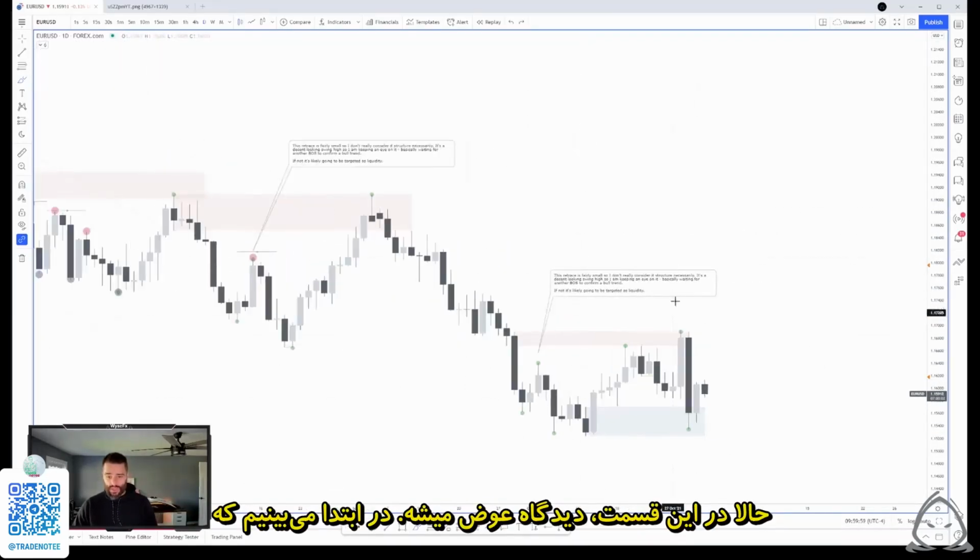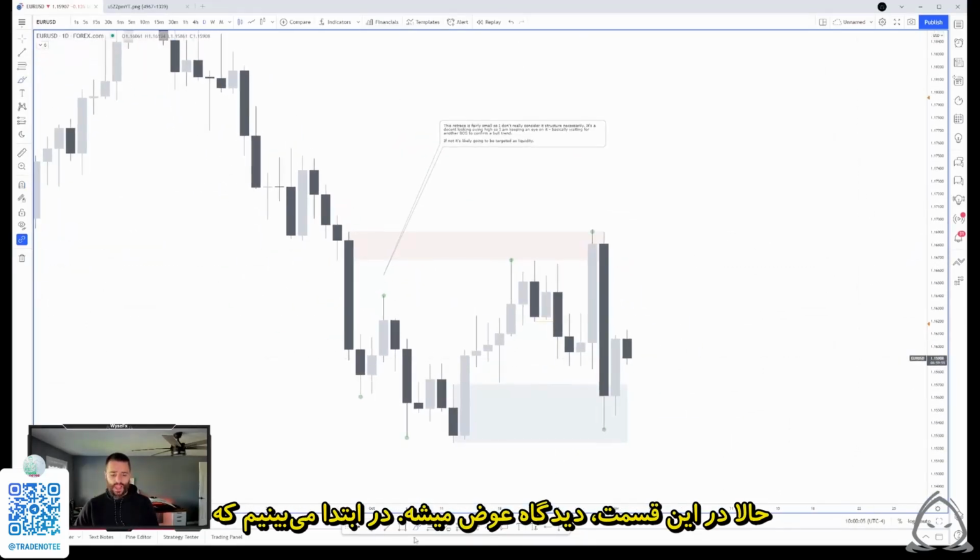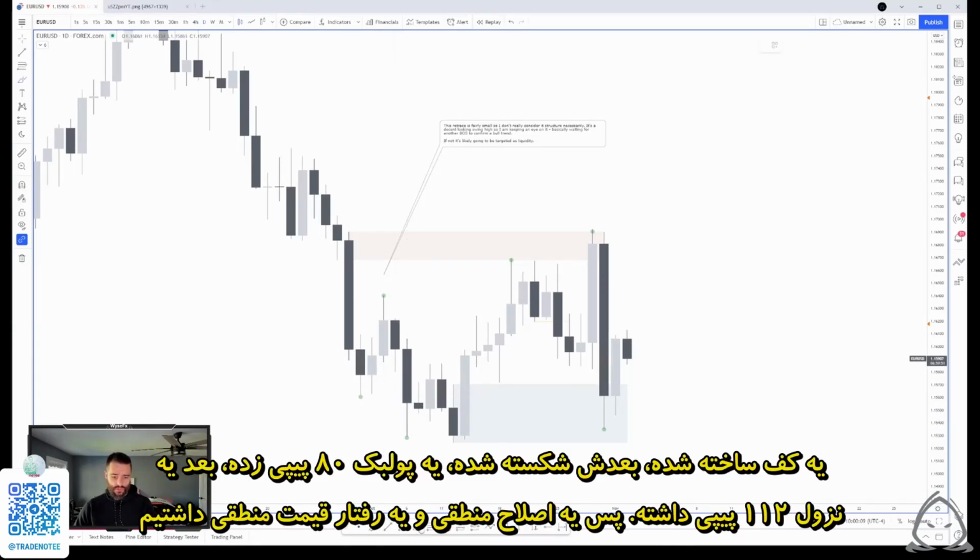Now, if we look at this bit of price action, this starts to change the methodology, or just the approach, because initially what we can see is, we create a low and we break that low. How big is the pullback? The pullback is about 75, 80 pips. And then how big is the move to the downside? It's about 112 pips. So again, pretty reasonable retrace, pretty reasonable bit of price action.